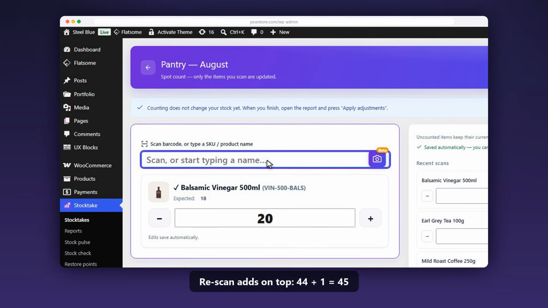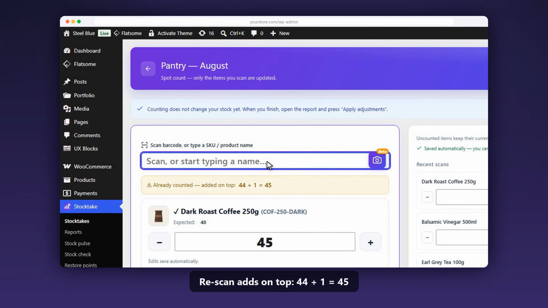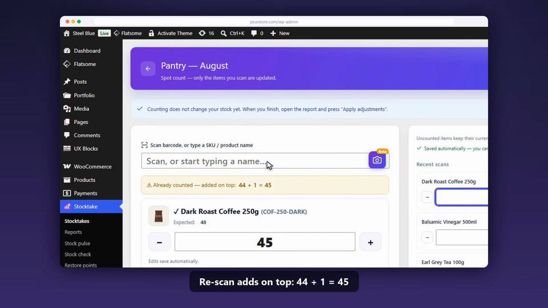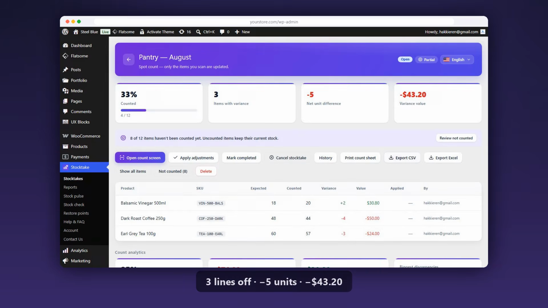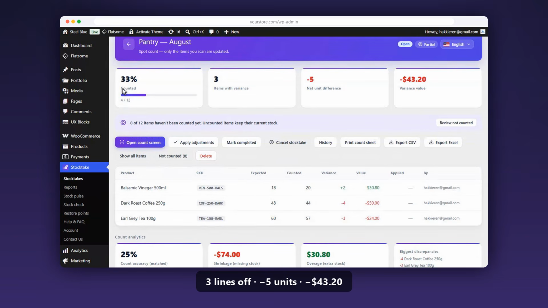Scan something twice, and it adds on top and says so. 44 plus 1 is 45. 3 lines are off. 5 units missing, $43.20 of stock. 1 line is over, not short, which is normal in a real count.